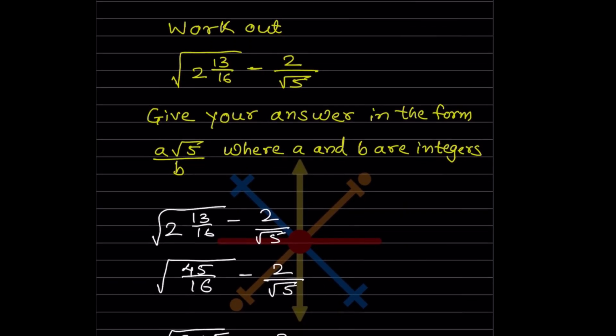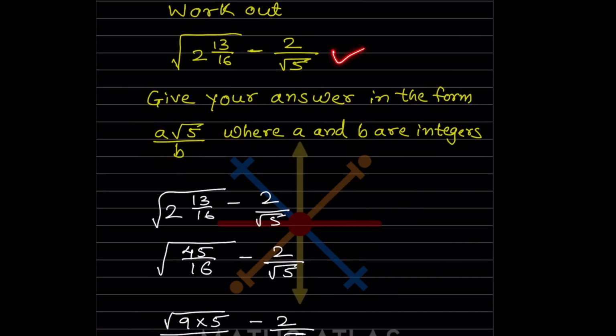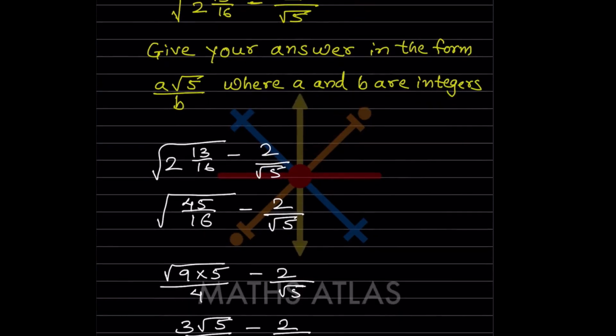So now here, work out the root of 2, 13 by 16. This is a mixed fraction, minus 2 by root 5. And here they said give your answer in the form a root 5 by b, where a and b are integers. So this is the question written over here.